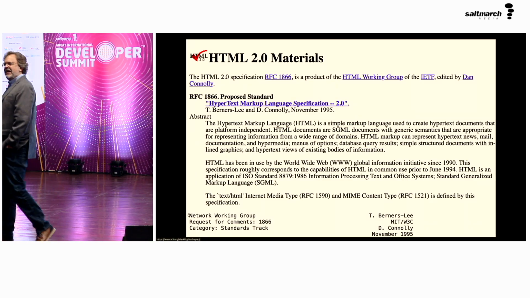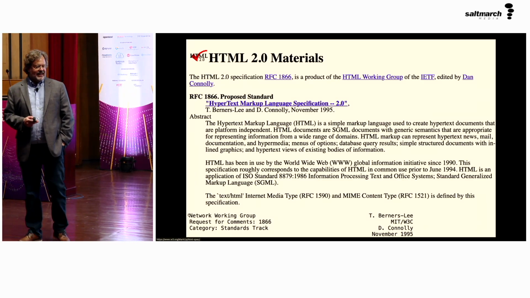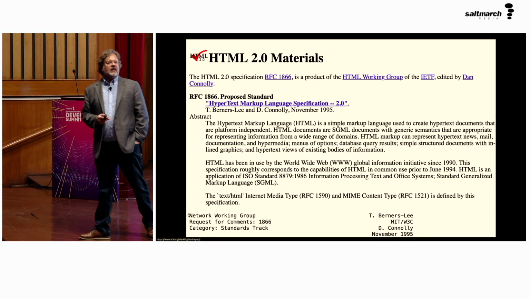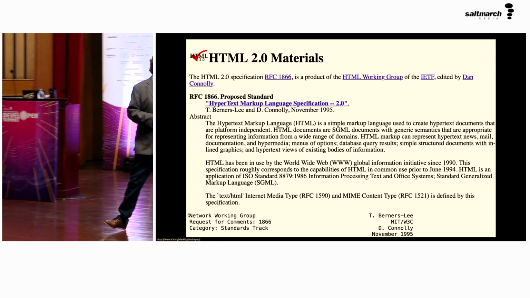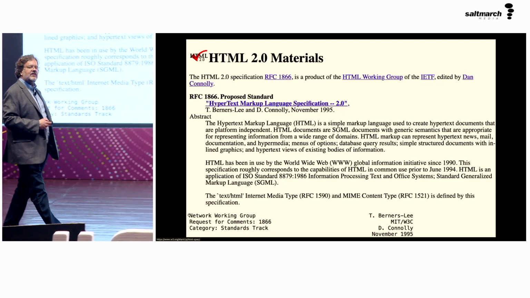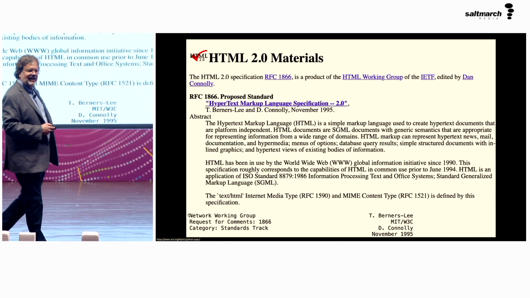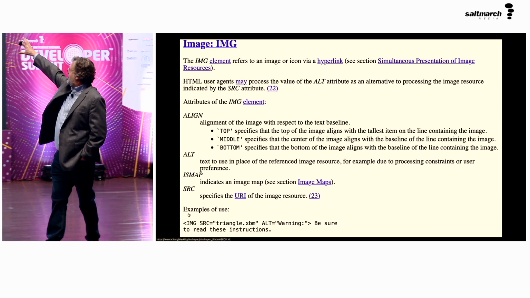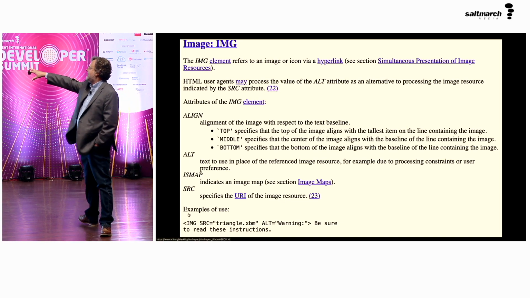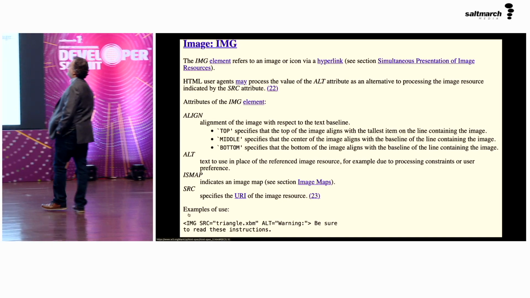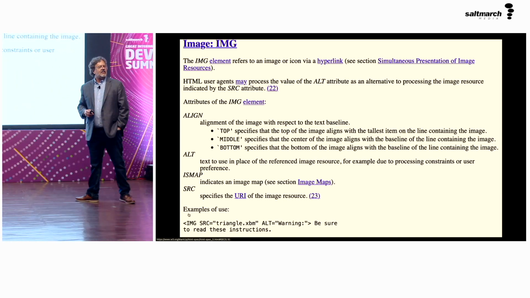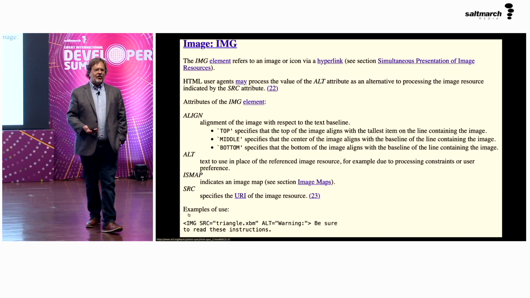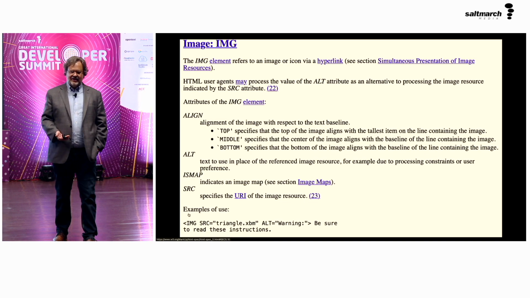Now, the HTML 2 spec came out in 1995. HTML 2 is the specification that introduced the image element. So 1995, what is that, almost 30 years ago at this point, we've had an image element on the web. Notice the attributes we have in there. Alt: text used in place of the referenced image resource. You have never been able to use an image tag in HTML without having accessibility.